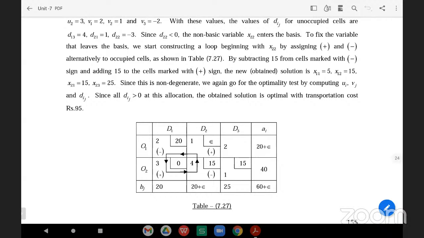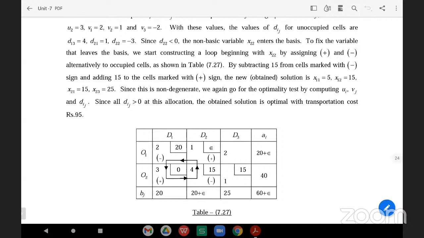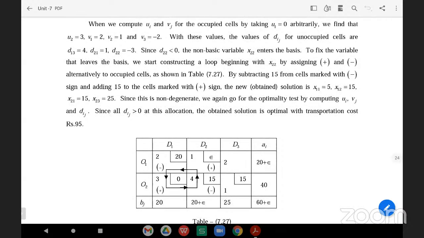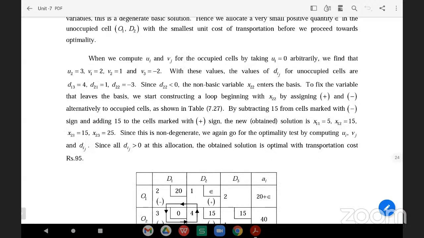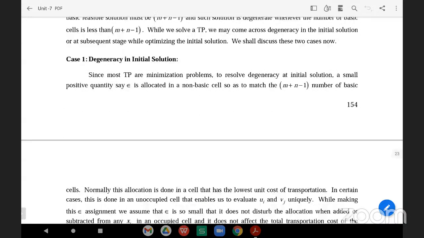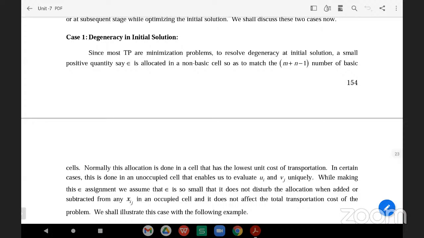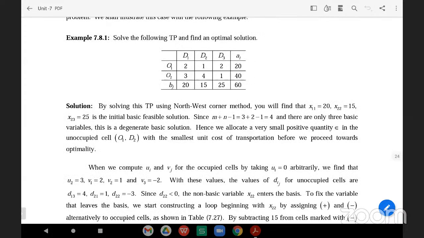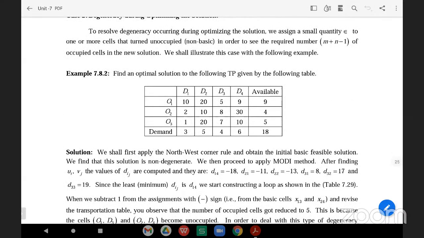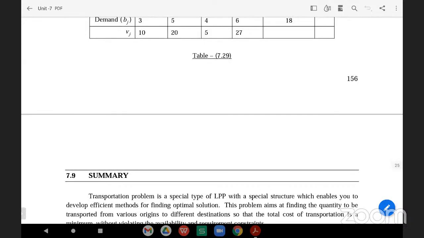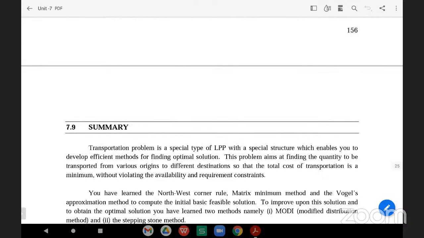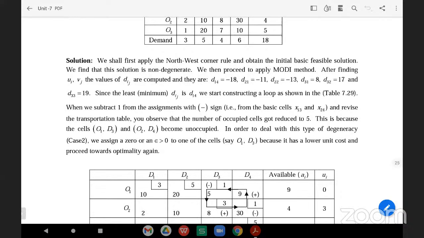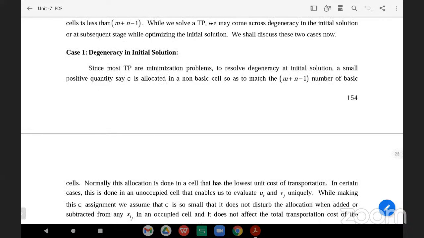we will go for conversion to m plus n minus 1 allocations. That is where the concept of minus 1 comes in, which is degeneracy. It can be modified by using the optimal solution technique called covering of the lines, and then it is automatically changed into m plus n minus 1 allocations, so that we can obtain the optimal solution. These are the concepts we have to study in this unit.